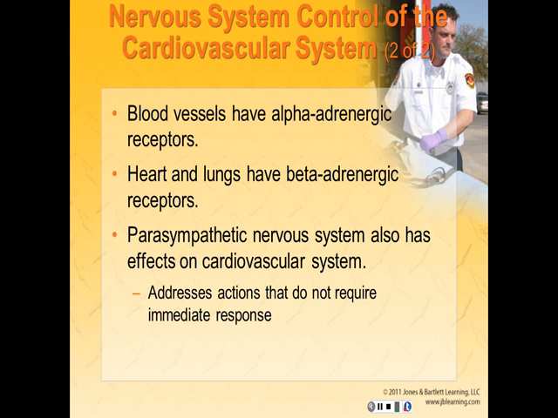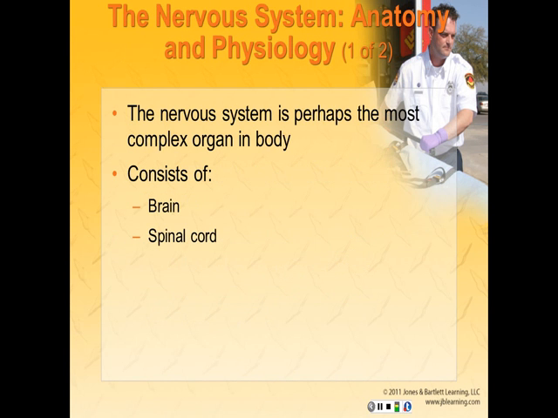The parasympathetic nervous system, on the other hand, addresses actions that do not require immediate response. When stimulated, this system causes the heart to slow and beat more weakly. The opposition between the sympathetic and parasympathetic nervous system allows the body to respond appropriately.